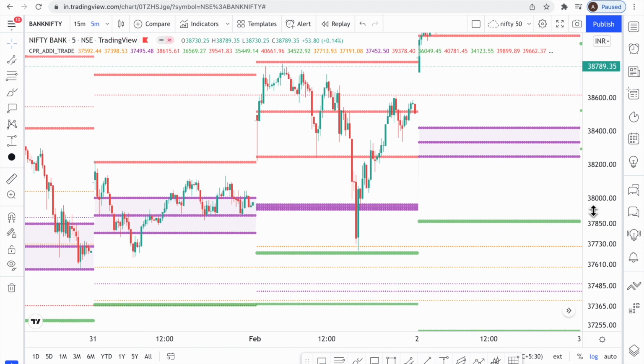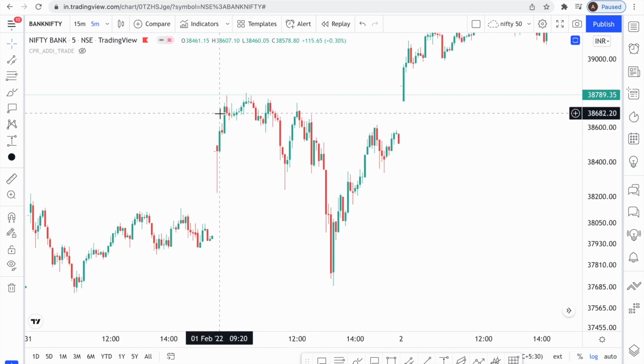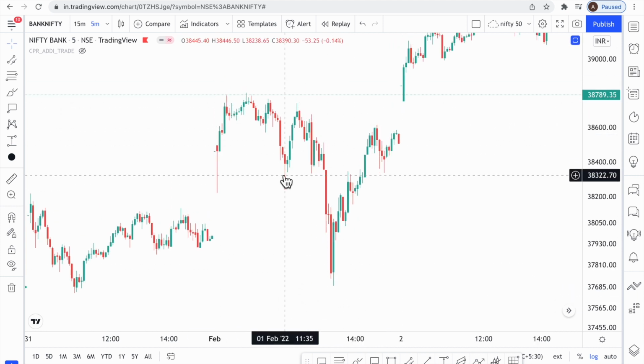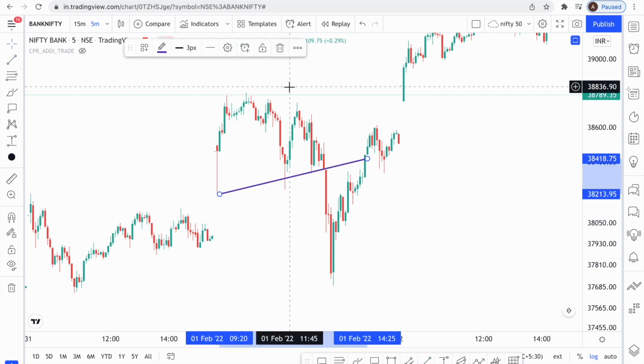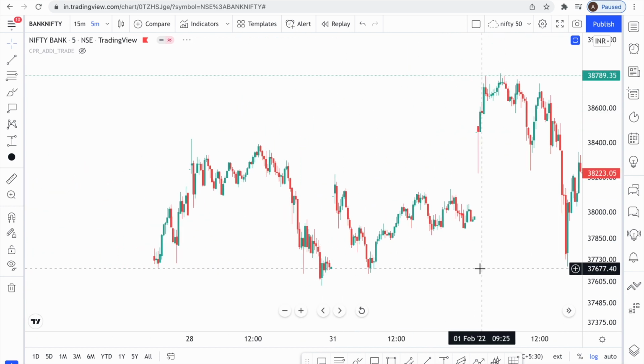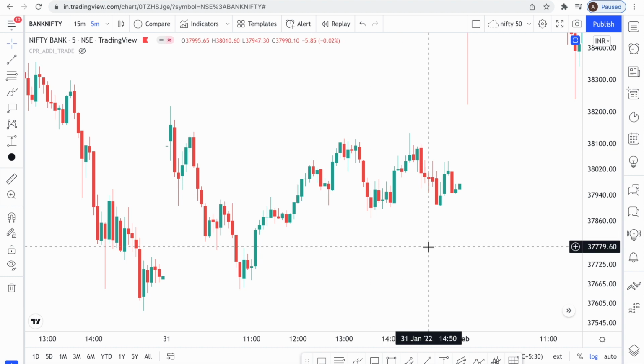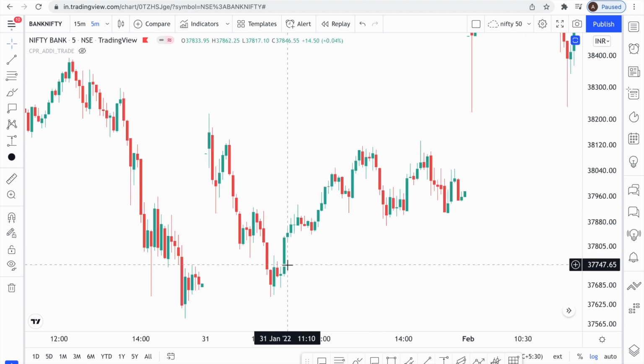Now let's ignore the budget day. Budget day was a news-based move. So though we can draw all this support and resistance, it was very difficult to trade, especially with the premiums being very high. So let's just see this example and a couple of other examples a little far away.